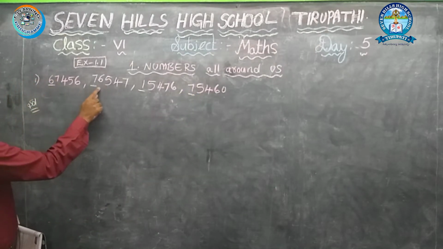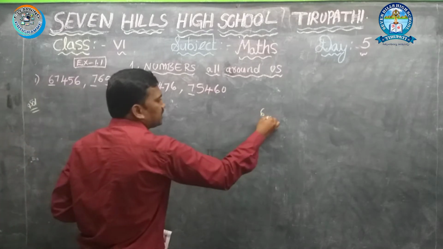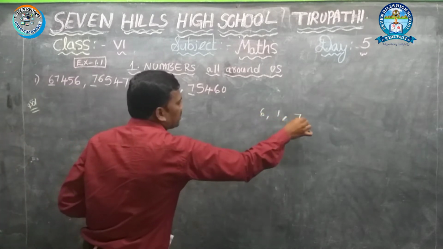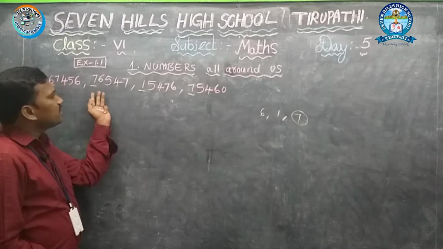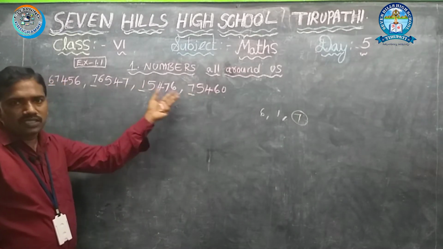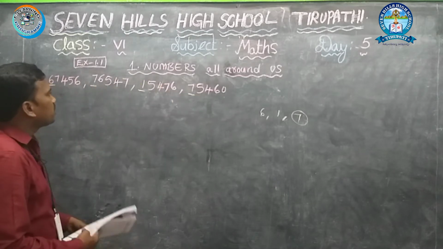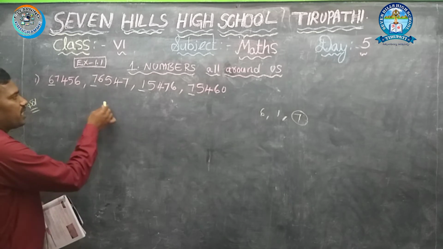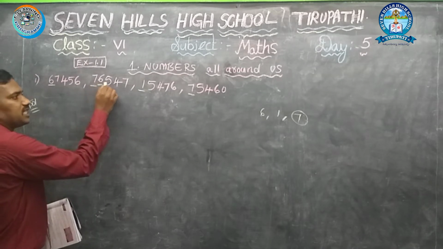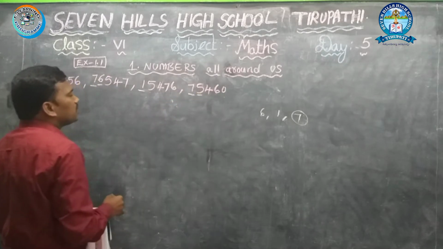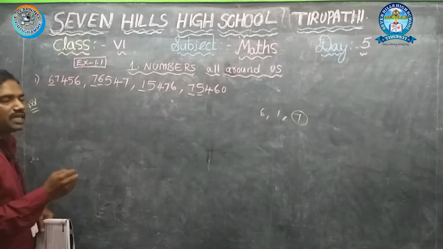6, 7, 1, 7. Among 6, 1, 7, 7 is the highest, or greatest, right? But here 7 appears twice, in 2 numbers, right? Then we want to compare their thousands place. Here the thousands place is 6 and here 5. So 6 is greater than 5.